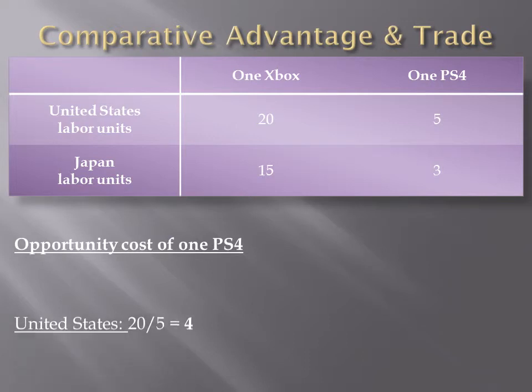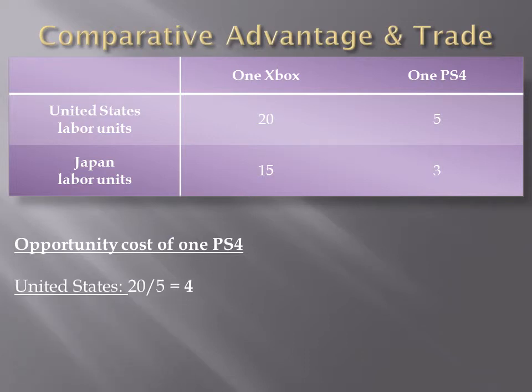If you divide 20 by 5, you can see that the opportunity cost for one PS4 is equal to 4 Xboxes for the United States. Doing the same equation for Japan, the opportunity cost for one PS4 is 5 Xboxes. Therefore, the United States has the comparative advantage in producing PS4s because they have the lowest opportunity cost.